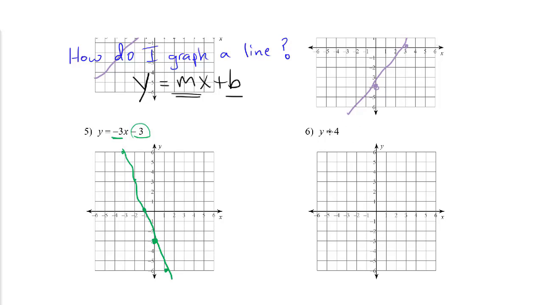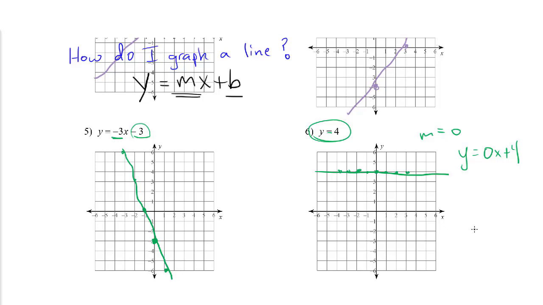Y equals 4. How do we think about y equals 4? There's no x there. There's no slope. Well, that simply is at every point on my graph, the y value must equal 4. That's just a horizontal line. M equals 0. You could have thought about it as y equals 0x plus 4 and just simplified it to y equals 4. It's a horizontal line with slope 0.